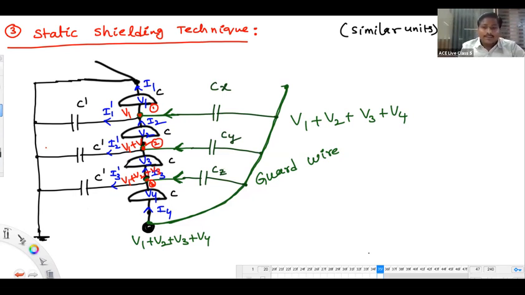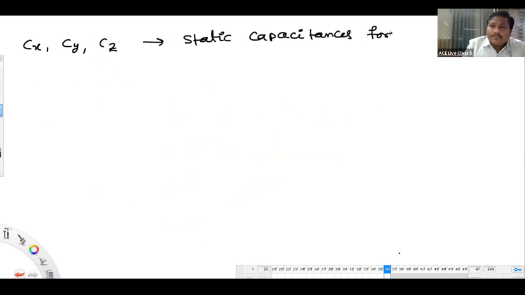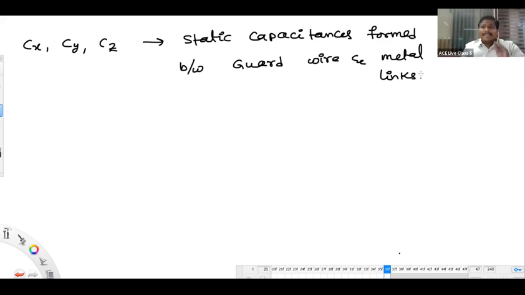Okay, right. So let me write the next slide. Please kindly write this one first. These are the static capacitances formed between the guard wire and the metal links.